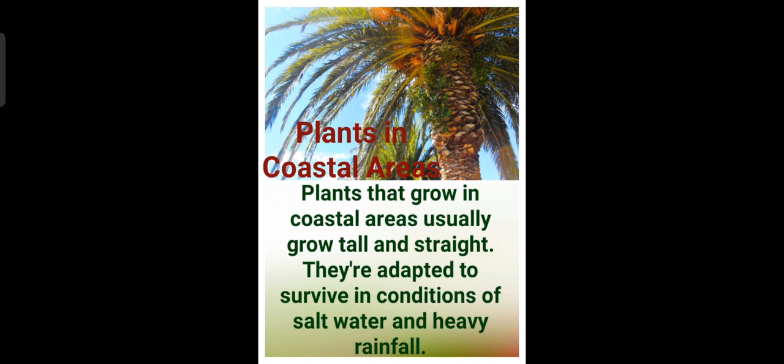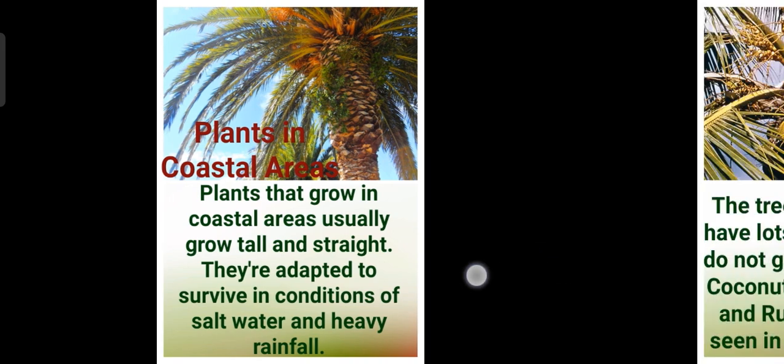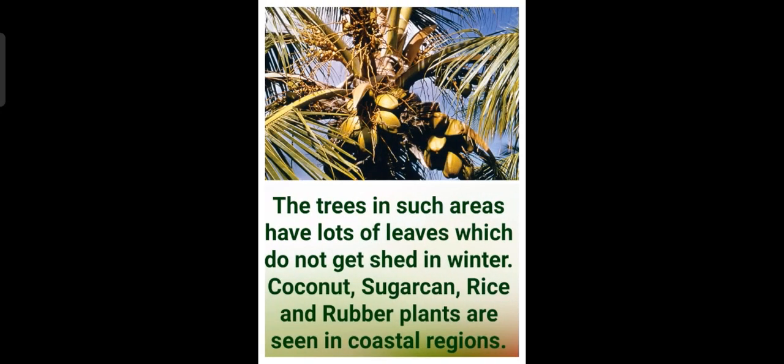Lastly, we will discuss plants in coastal areas. Plants that grow in coastal areas usually grow tall and straight. They are adapted to survive in conditions of salt water and heavy rainfall. The trees in such areas have lots of leaves which don't get shed in winter. For example, coconut, sugarcane, rice, and rubber.